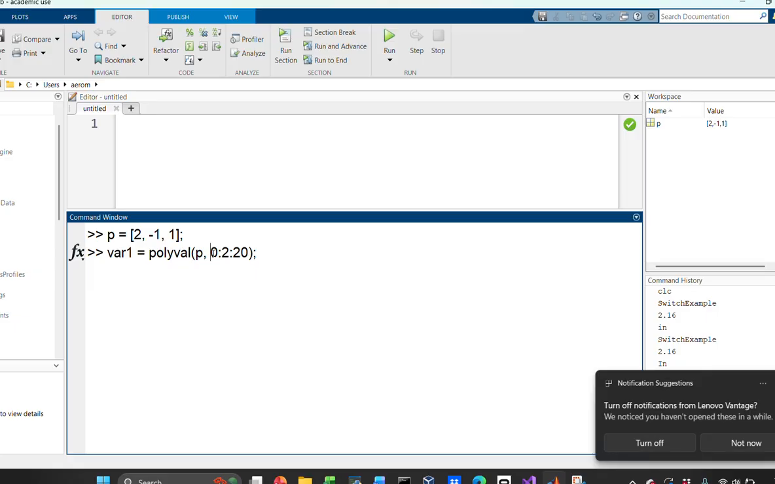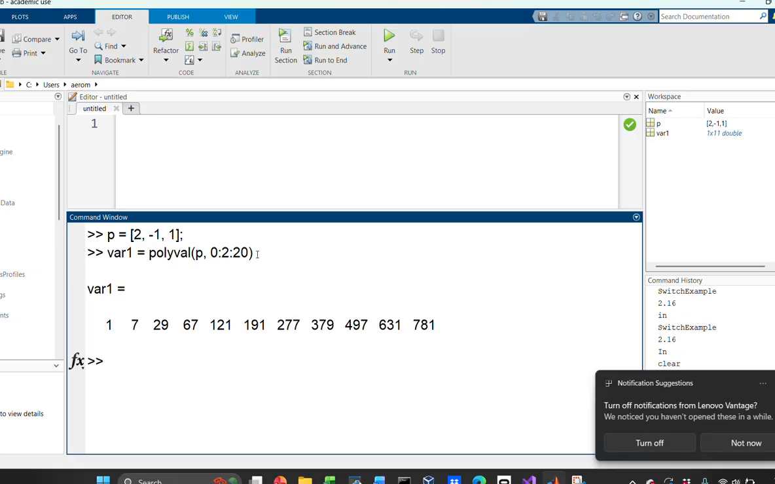Now this array, 0, 2, 20, will yield a 1 by 11 array with values starting at 0, going up in increments of 2, and stopping when it gets to 20. Because that array is a 1 by 11, variable 1 will also be a 1 by 11, where the results are that polynomial evaluated over this range. So just to make sure, we will run it, and we have 11 different values here.